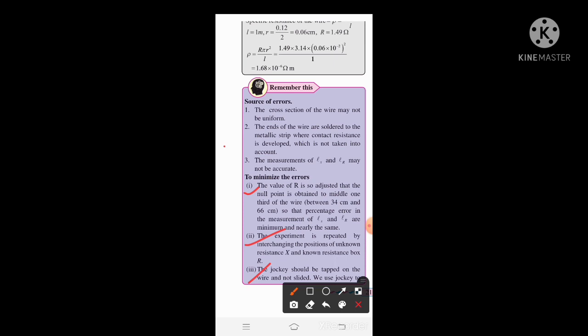And the third minimization: the jockey should be tapped on the wire and not slid. We use the jockey to get the null point, and if we do not slide the jockey along wire AB, then there is minimization in the error produced in the measurement of unknown resistance. These are some minimizations in the measurement of unknown resistance using the meter bridge.